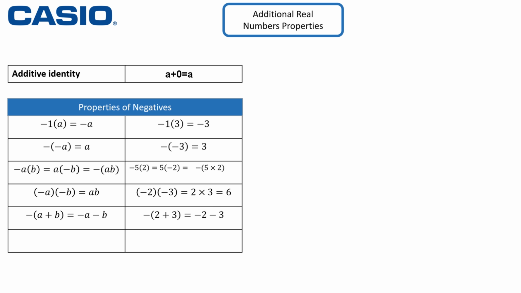Property number 4, the negative of the sum of a and b is the opposite of a plus b. It is a similar case to property 1. Any number multiplied by negative 1, the answer is the opposite of that number. For instance, we have negative 1 multiplied by the sum of a and b. Now use the distributive property. The answer will be negative a plus negative b, which is negative a minus b.